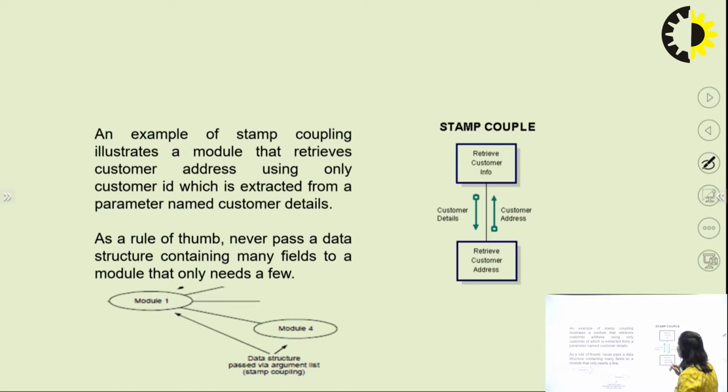Here what I am sending is the customer information, some details, not only one, and in return I am receiving the customer address. Here it retrieves the customer address using only the customer ID, which is extracted from the parameter named customer details. There is one parameter named customer detail. Make sure that if we have to pass any data, you should not pass a data structure containing many fields. If we have to pass, we can pass 2, 3 or 4, but not more than that.